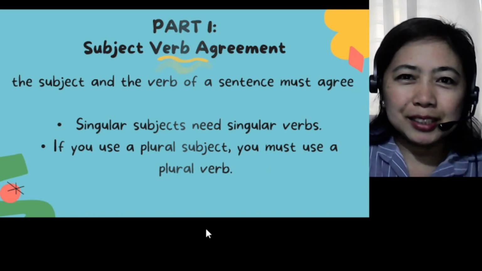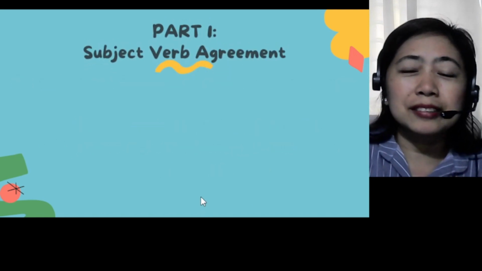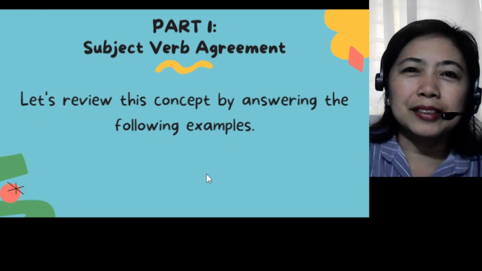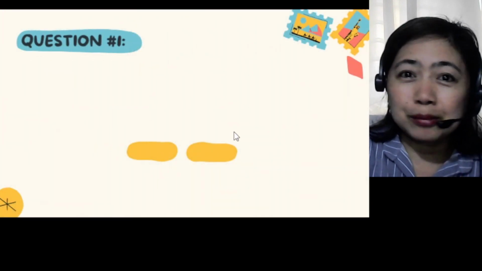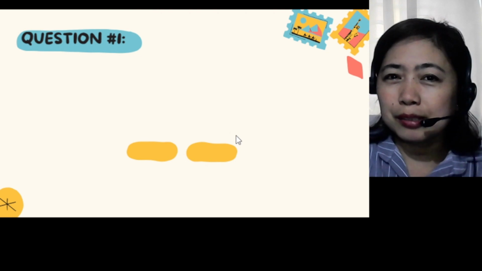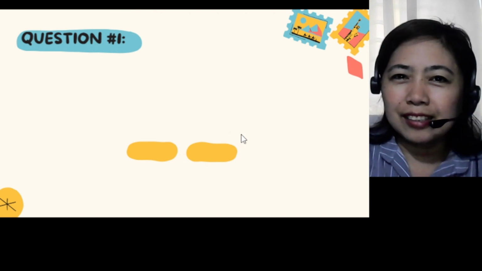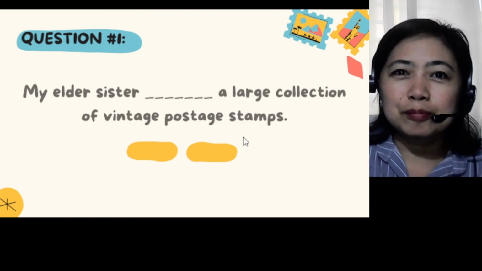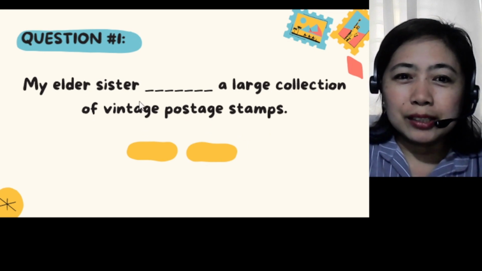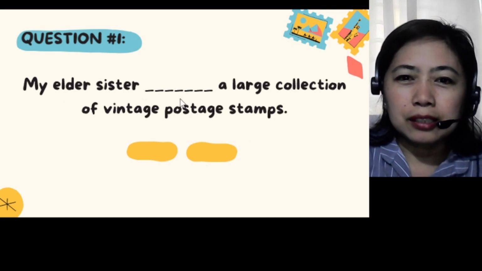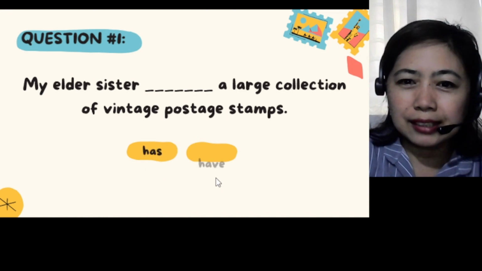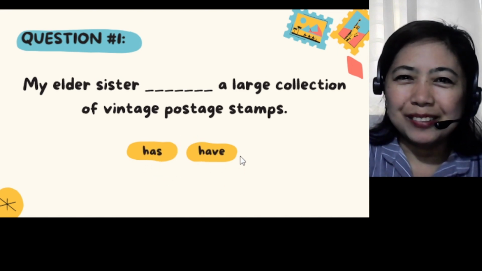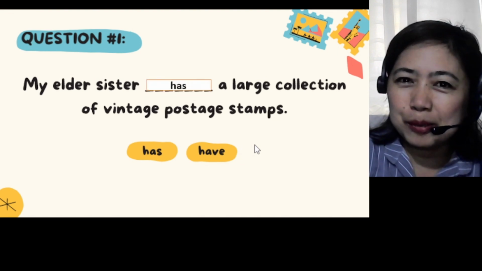So for us to make that clear, we have here example sentences. Let's review this concept by answering the following examples. You can also go ahead and get your pencil or pen, or you can have your answers at the back of your mind, and we will reveal the answer afterwards. So here we have, my elder sister blank a large collection of vintage postage stamps. We have the choices here, has or have. What's your answer? I hope you got it right.